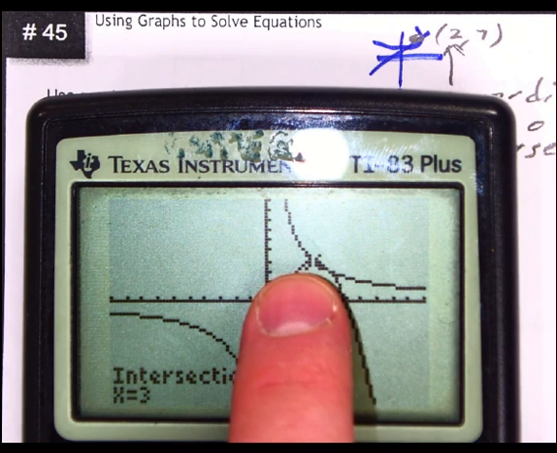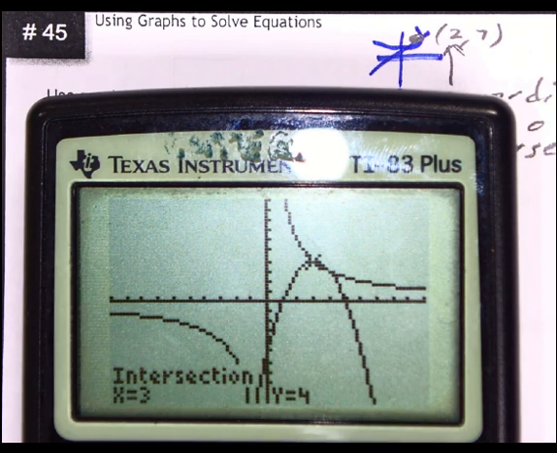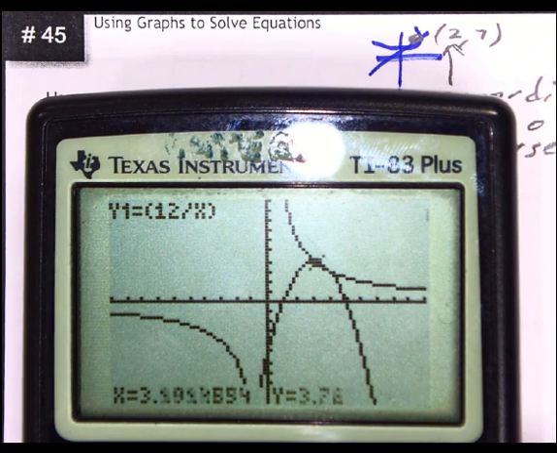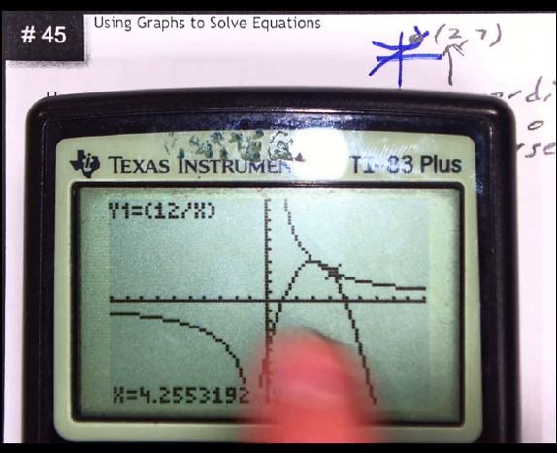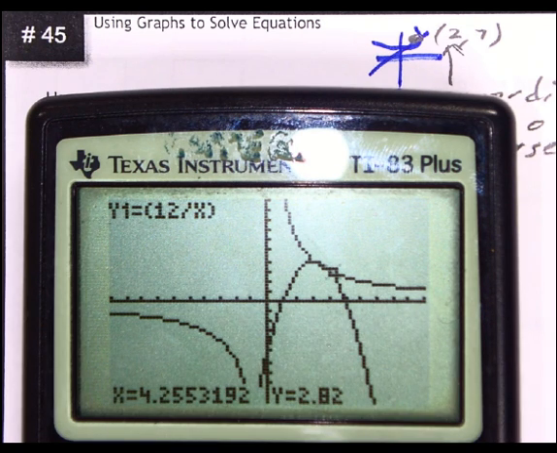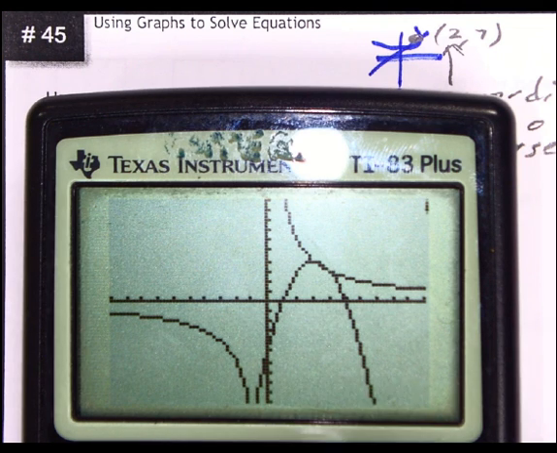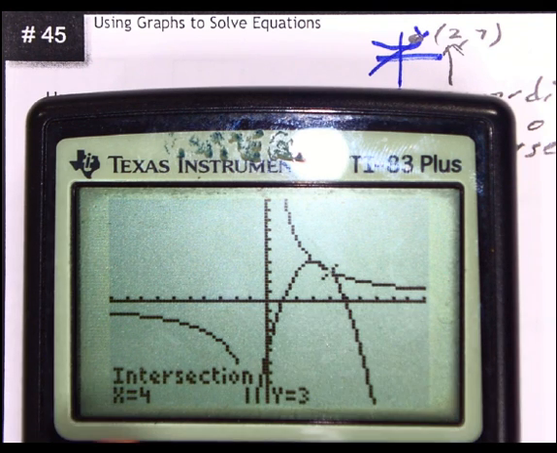Now I know it hit there, but it's also going to hit over here. So I need to push trace, and I need to activate it so that it moves over close to where I think the next point is. Trace lets you slide along these graphs. Then go second calc, intersect, enter, enter, enter, and it's going to show up right there. And then now another answer that we've gotten is 4.